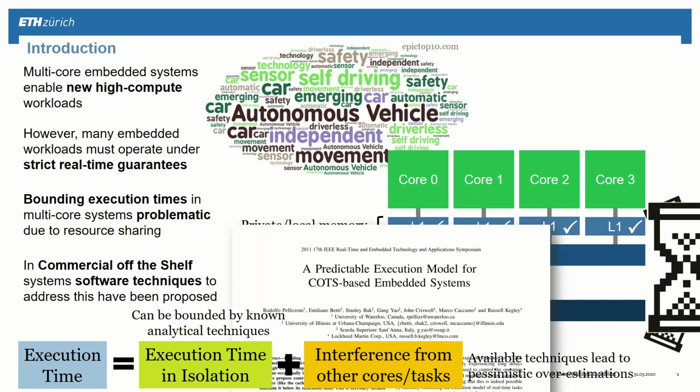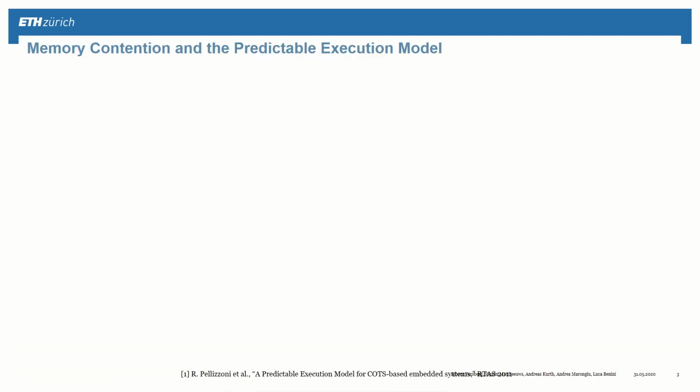One such technique that has been proposed is the predictable execution model. Through scheduling techniques, this aims to remove this term completely from the calculation, returning us to the single-core equivalent case where we can use traditional methods to compute the worst-case execution time.